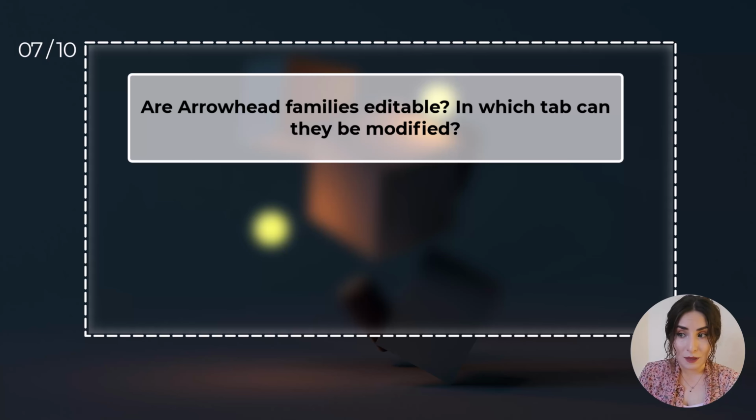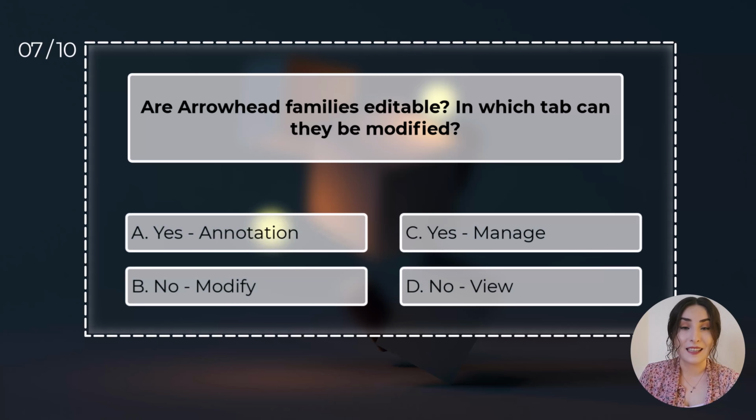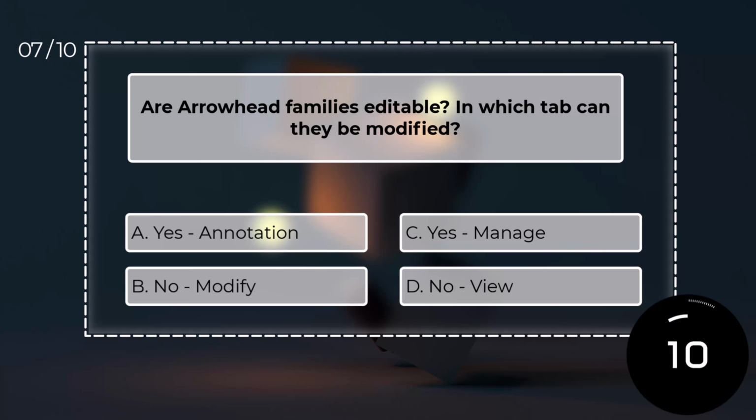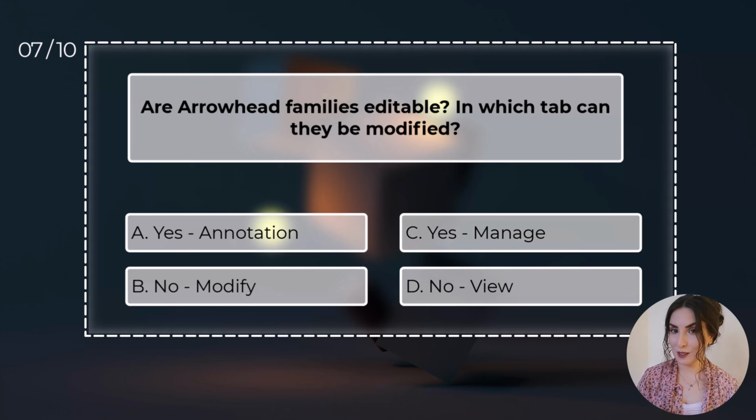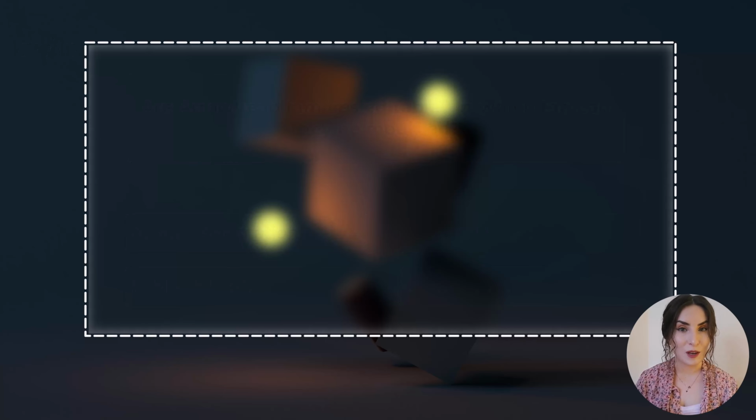Are arrowhead families editable? And in which tab can they be modified? A. Yes, annotation tab. B. No, modify tab. C. Yes, manage tab. And D. No, view tab. This one was also based on one of the most recent videos. Next question, question number 8.